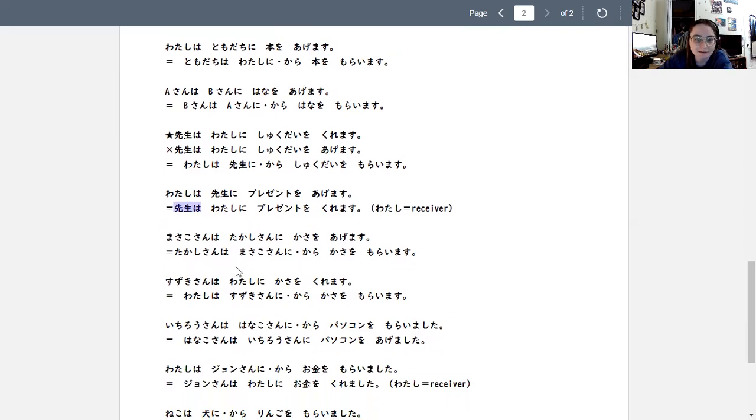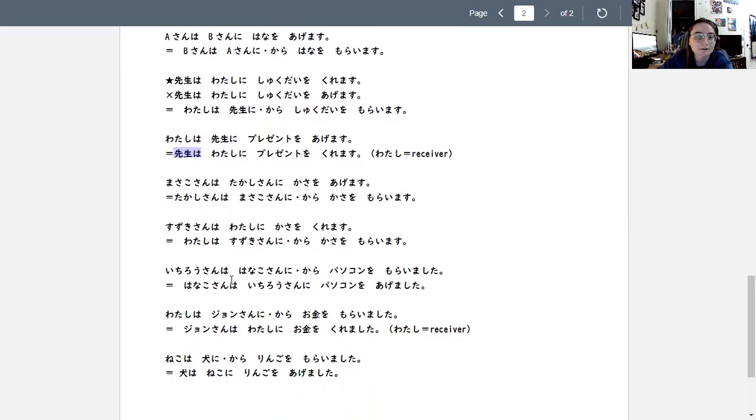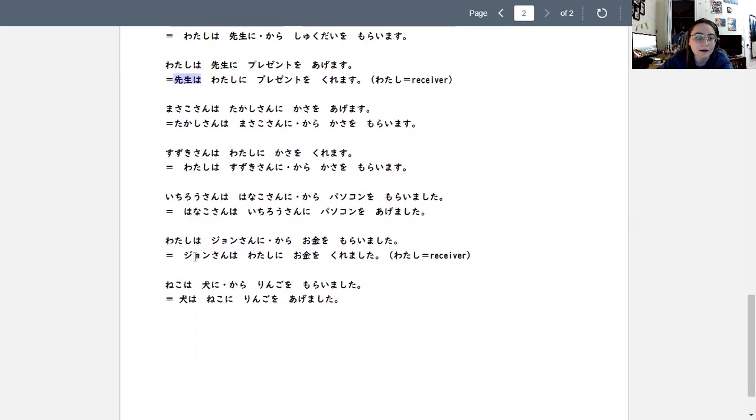And then there's just a bunch more examples of how to use it. Let's just look at this bottom one because there's a lot of them. Okay. Neko wa inu ni or kara ringo o moraimashita. So, received an apple, dog, and cat. So your dog gave your cat an apple. They received an apple, basically.